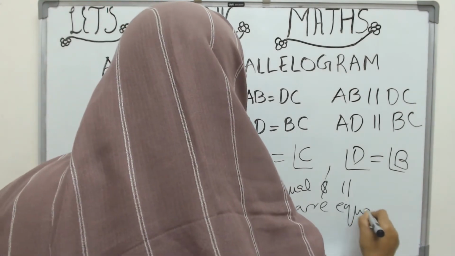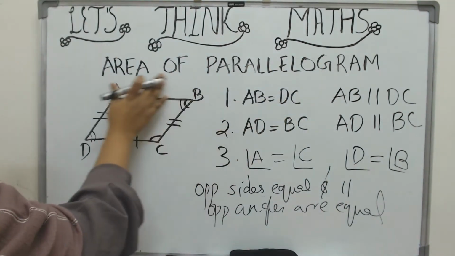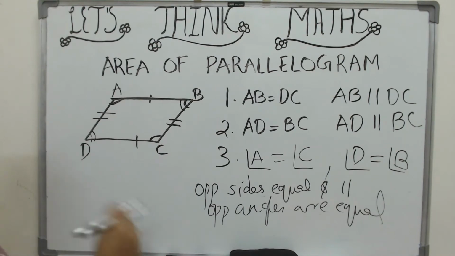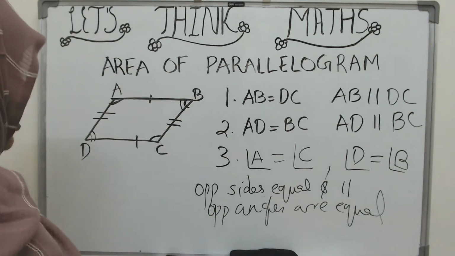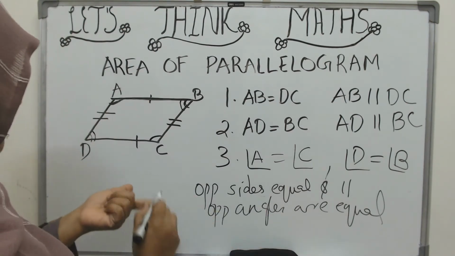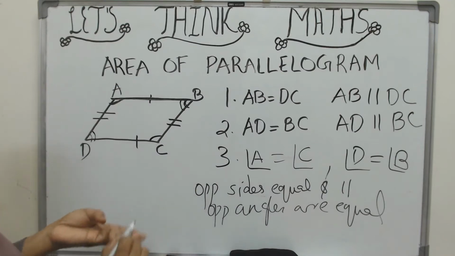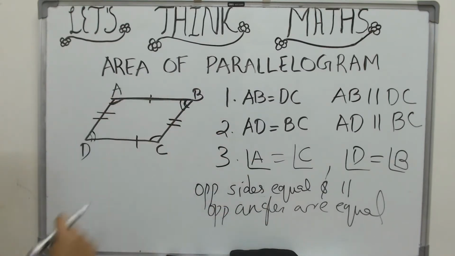If it satisfies these three conditions, it is called a parallelogram. Now, this parallelogram is like what you can say a father of rectangle and square, and also rhombus. What does it mean? Every square, every rectangle, every rhombus, they are all parallelograms. Now, why is that? I will tell you why.